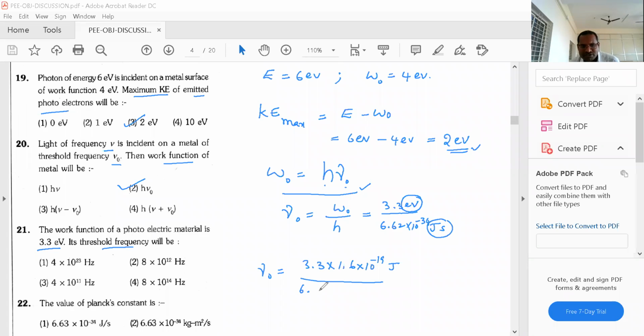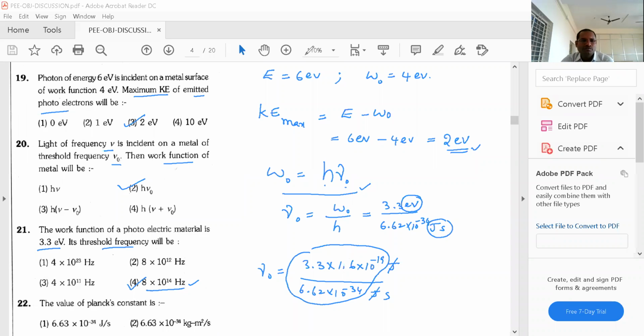upon 6.62 into 10 to the power of minus 34 joule second. Joule cancels. You will get 1 by second as a unit, so it should be Hertz. Yes, options are in Hertz. Now calculate 3.3 into 1.6 upon 6.62. If you do this, you will get 8 into 10 to the power of 14. Yes, this will be your answer. You need to do these calculations. 8 into 10 to the power of 14 Hertz you will get. Okay? So 21 is over.